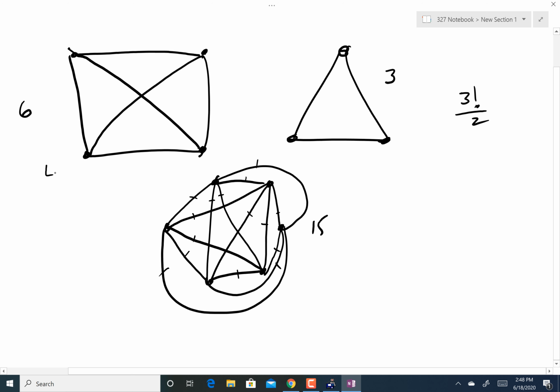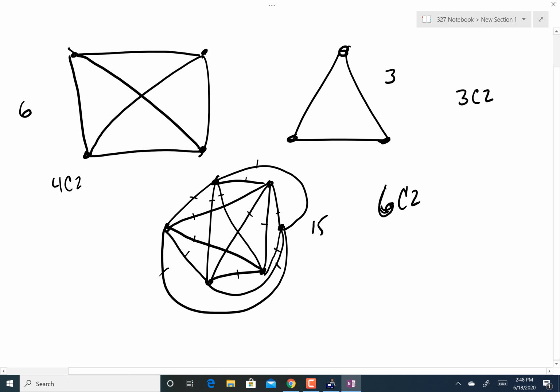This is 4 factorial divided by 2. No, 24 divided by 2 is not 12. Oh, wait, no. Hold on. No, I know what I mean. Not factorial. It's 3 choose 2. 3 choose 2. And this is 4 choose 2. Is that right? 4 choose 2 is 6. That's correct.